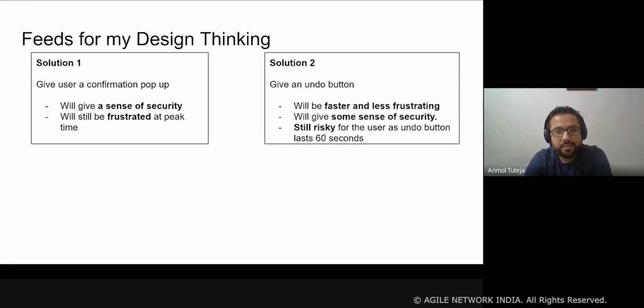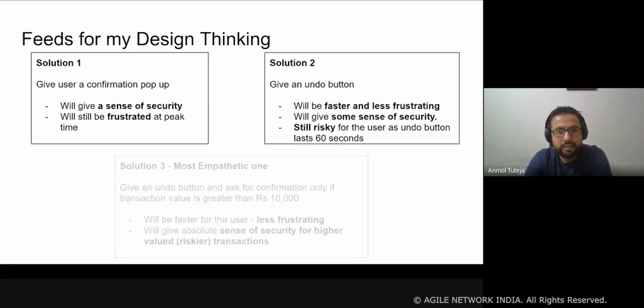Again, another solution is to give an undo button. So don't give a confirmation pop-up. Give an undo button in case he realizes in the first 10-15 minutes, okay, I've booked something wrong. So this will be faster and less frustrating. It will give some sense of security, but it's still risky because the undo option might remain for 60 seconds and then the booking just goes through. But it will definitely be faster. He'll feel faster but less secure.